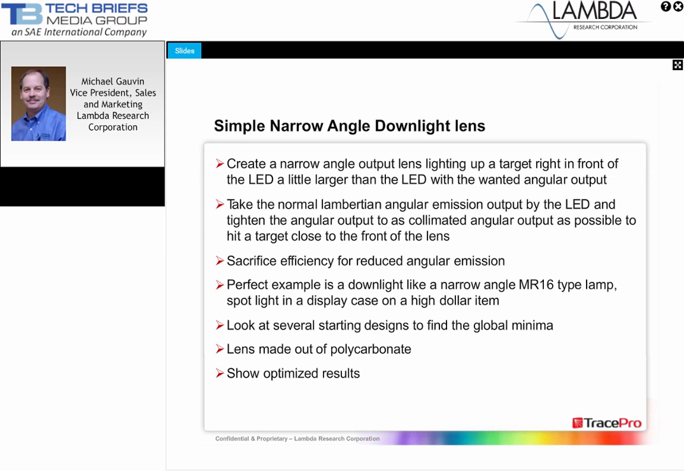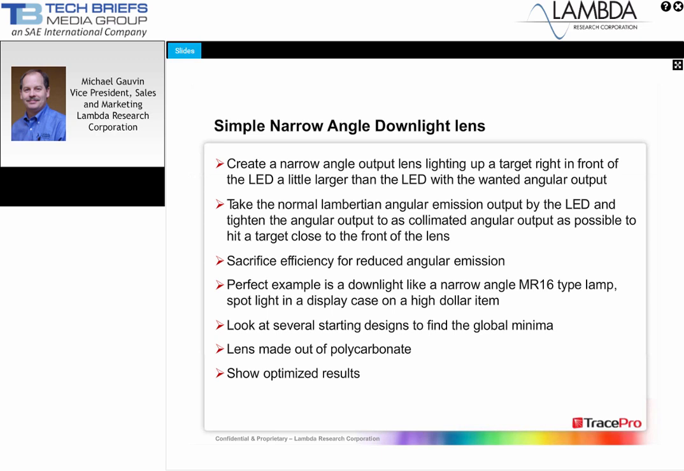So let's look at a specification that we would set up for this lens. We're going to create a narrow angle output lens, so we want a target right in front that's going to verify that. And we're going to take our normal Lambertian angular emission from our LED, and we're going to tighten it up to about a 15-degree output. We're going to be okay with sacrificing efficiency to get this angular output.